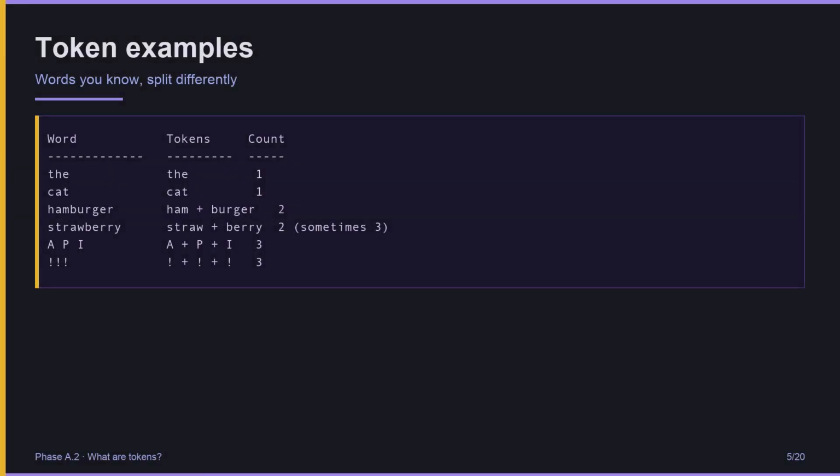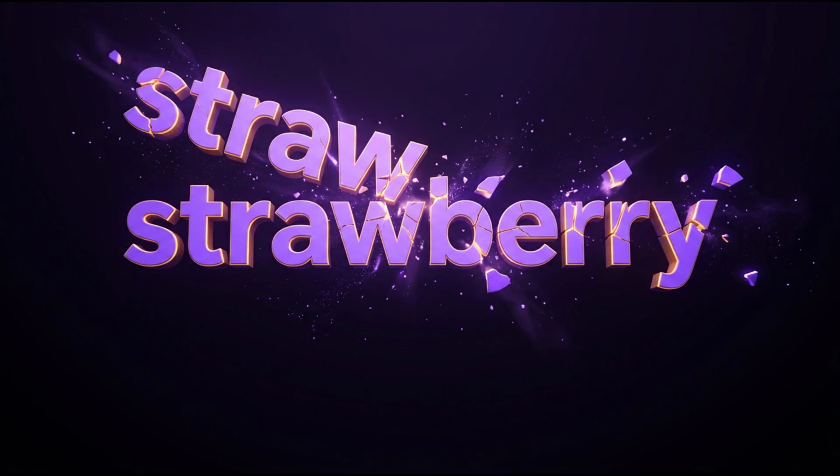Here are some concrete examples. The word "that" is 1 token. Cat is 1 token. Hamburger is 2 tokens, ham and burger. Strawberry is 2 or 3 depending on the model, straw, berry. The abbreviation API, with spaces between the letters, is 3 tokens. Even 3 exclamation marks count as 3 tokens. The rule of thumb: 1 token is roughly 4 characters of English, or 3/4 of a word. Words you know, split into pieces you have never seen. That is how the model sees your prompt.